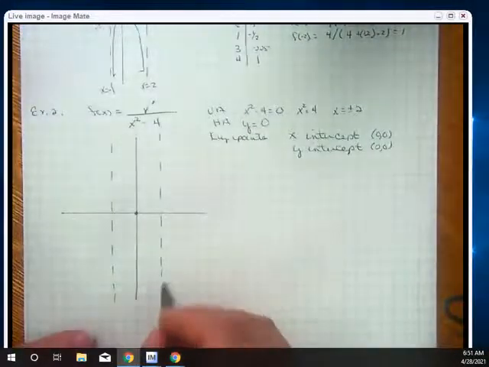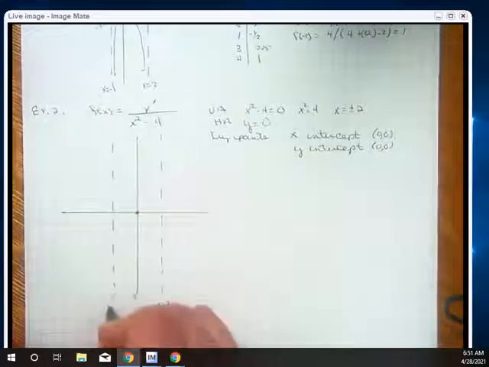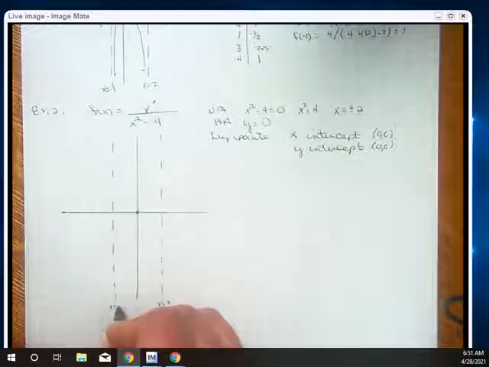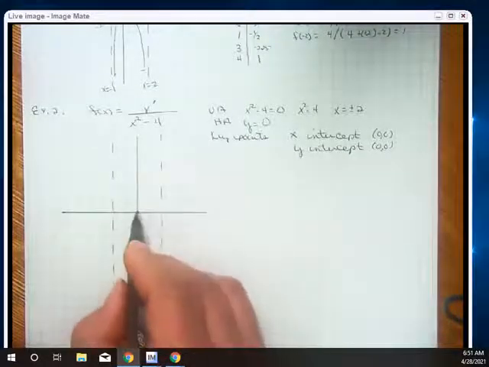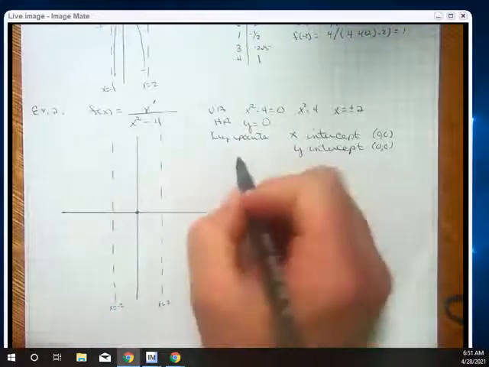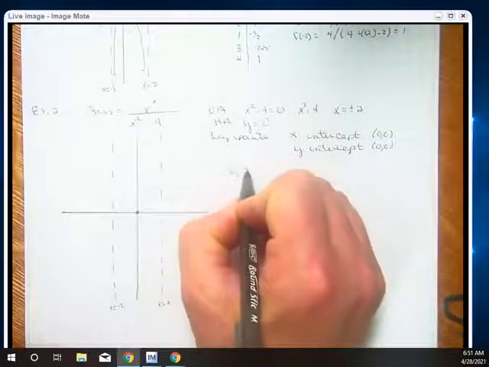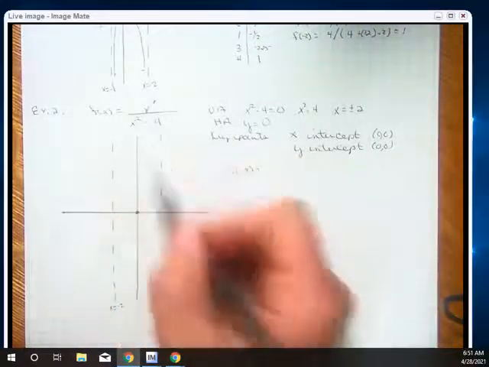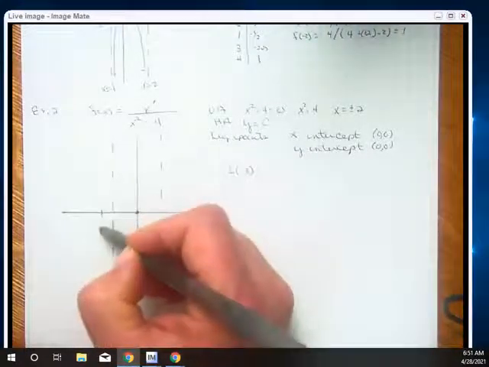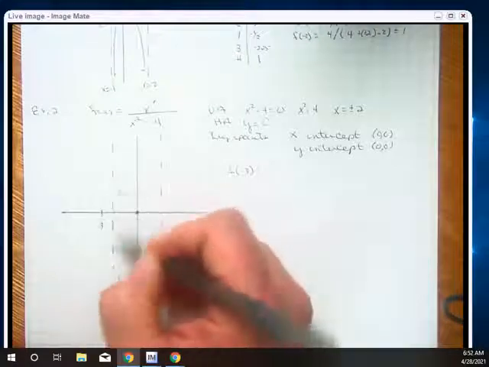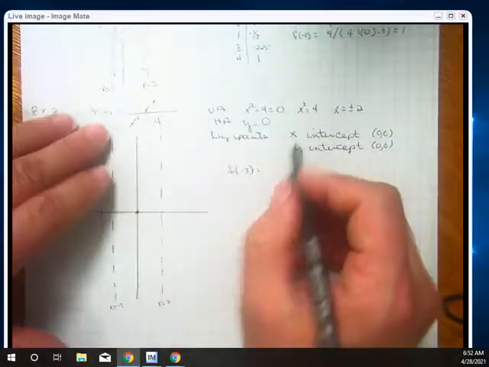Since these are the only points I know, I need to find other key points or key values. Since the x-intercept and y-intercept are the same, I need to find out what's happening. If I substitute a negative 3 into my original graph, why negative 3? Because negative 3 is to the left of my first vertical asymptote if I'm reading from left to right.